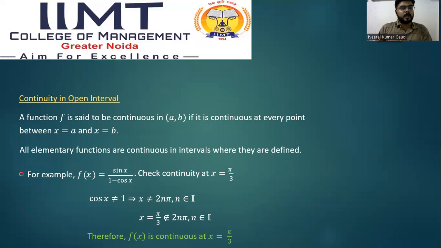For example, f(x) equal to sin x upon 1 minus cos x. Check the continuity at x equal to pi by 3. Cos x not equal to 1 implies x not equal to 2n pi, where n belongs to integer. x equal to pi by 3 doesn't belong to 2n pi, n belongs to integer. Therefore, f(x) is continuous at x equal to pi by 3.